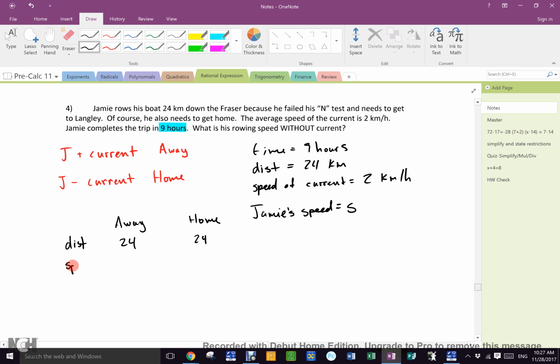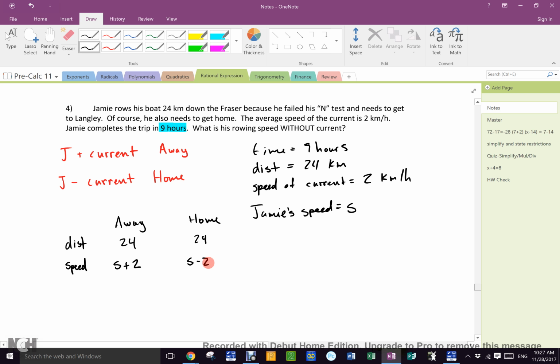I also knew the speed. What's his speed going away? We've done it right here. It's Jamie's speed plus the current, yes? S plus what? 2. What's his speed coming home? S minus 2. Look at how smart you are.